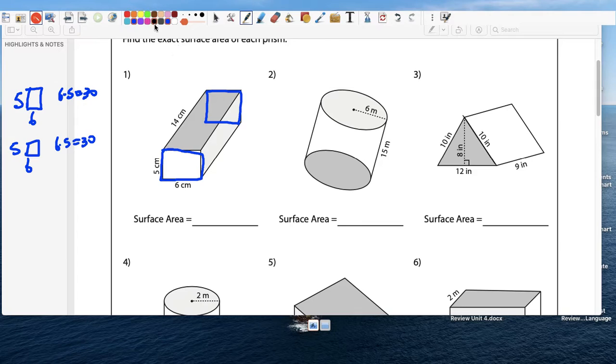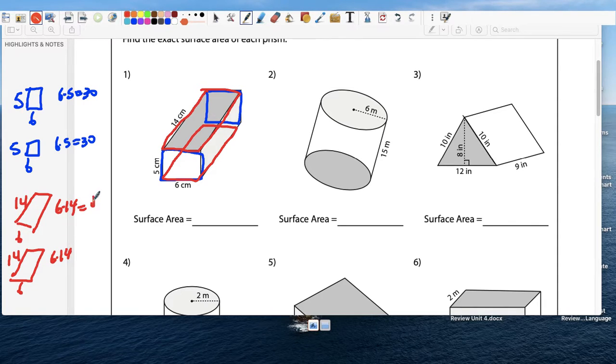Okay, and then let's do the top. This one here. Again, I'll draw that. That is a 6 and a 14. And there's another one at the bottom, right? There's one at the bottom here. There's a 6 and a 14. So we're going to go 6 times 14, which is 84 centimeters squared, right?